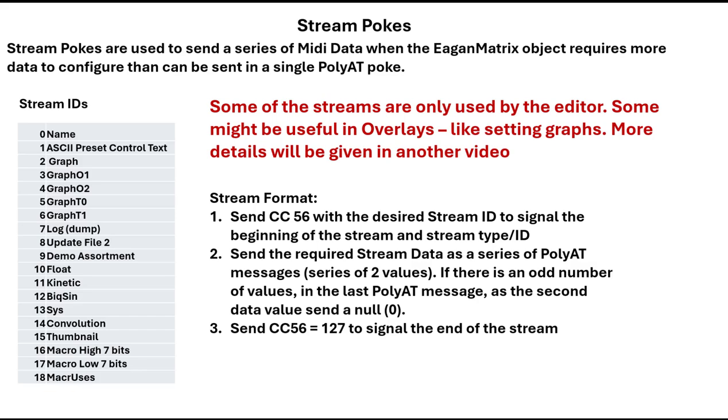Some other streams might request an odd number of values. If you're sending an odd number of data values in a stream, you must always terminate the last poly aftertouch message with a null, with a 0, because that poly aftertouch message always requires 2 data items. Streams always require an even number of data bytes. Then finally, I will send a CC56 with a value of 127 to signal to the EaganMatrix, hey, the stream data is over, process it.